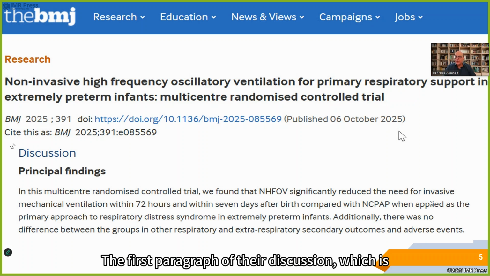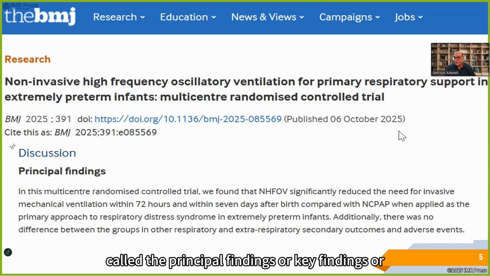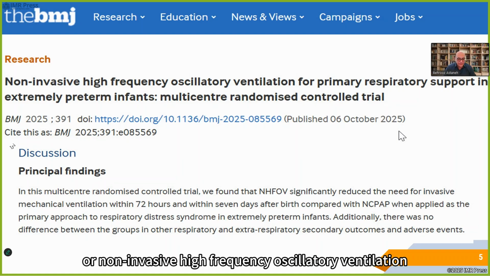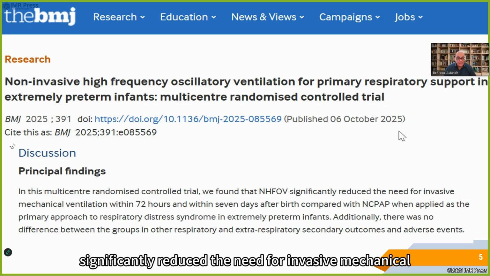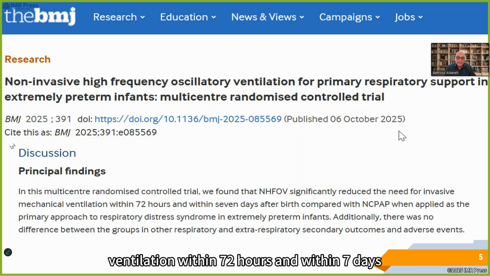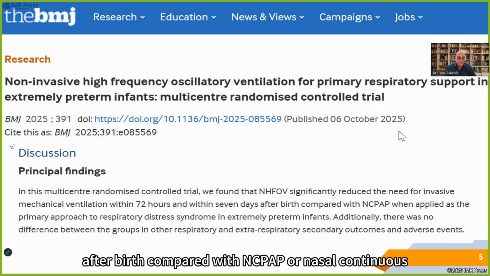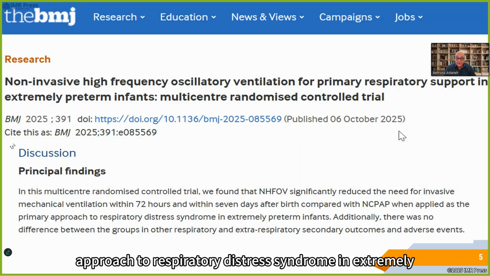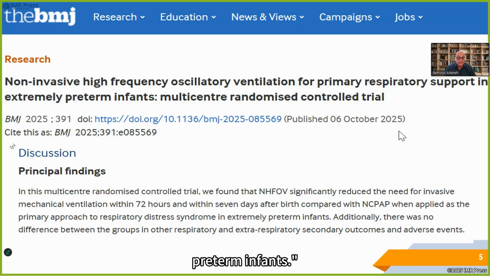The first paragraph of their discussion, which is called the principal findings or key findings or the main findings, reads as: in this multi-center randomized control trial, we found that NHFOV, or non-invasive high-frequency oscillatory ventilation, significantly reduced the need for invasive mechanical ventilation within 72 hours and within 7 days after birth compared with NCPAP, or nasal continuous positive airway pressure, when applied as the primary approach to respiratory distress syndrome in extremely preterm infants.